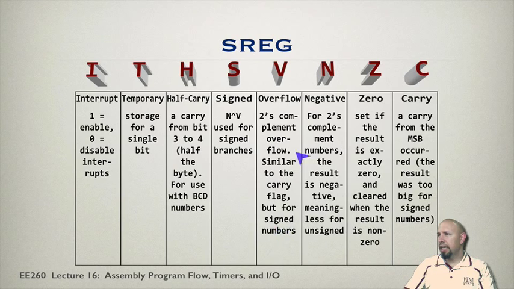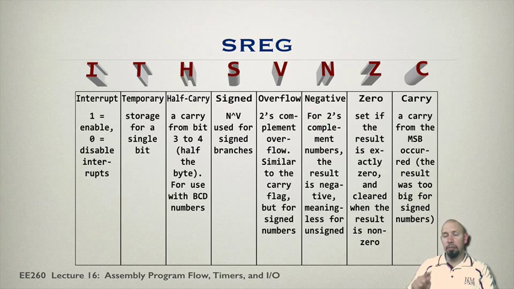So the basic idea here is that if you have a two's complement number, and let's say you add some number in 2's complement that adds up to something greater than 127, then this overflow bit will be set, which is kind of like a carry, but it's for 2's complement numbers, for positive and negative numbers. If the number is negative, then the result is negative.